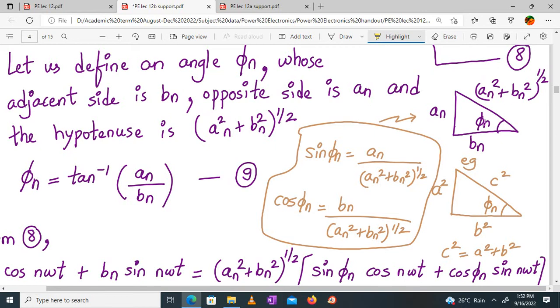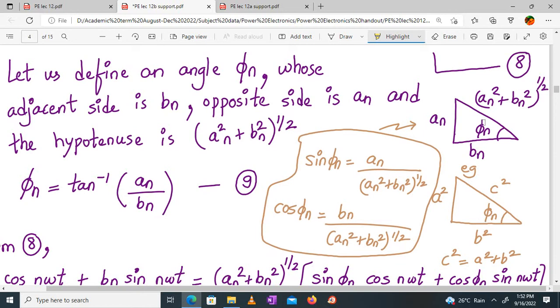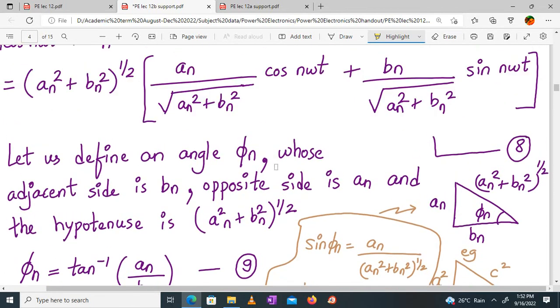हाइपोटेनस, पाइथागोरस थ्योरम. नाउ इसमें से पता है ना, साइन वाला टर्म इज व्हाट? ऑपोजिट अपॉन हाइपोटेनस है, तो an डिवाइडेड बाय दिस. cos is like what? Adjacent ना, हाँ, बेस अपॉन हाइपोटेनस, bn अपॉन, यू हैव अंडरस्टूड राइट? साइन phi n और cos phi n, हाउ इट हैज कम? तो ये यही लिखा है.